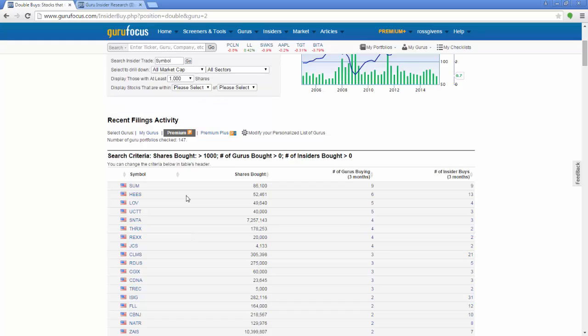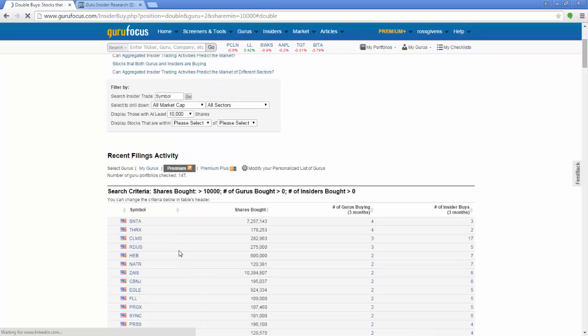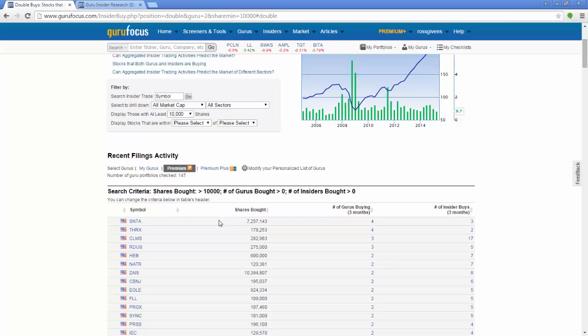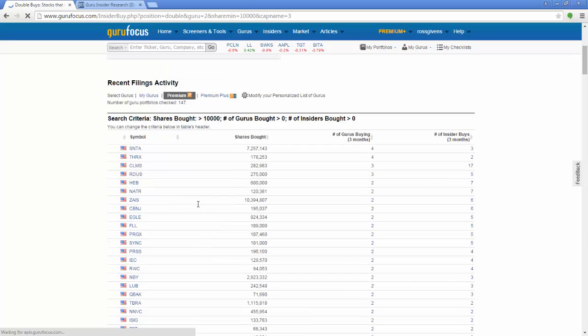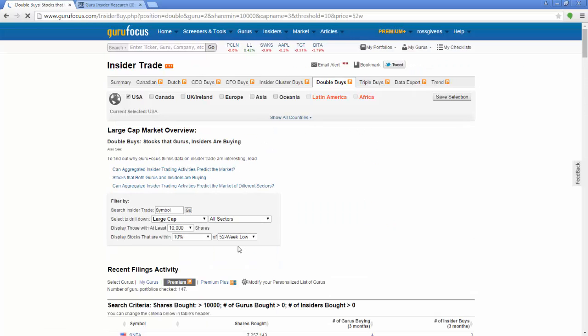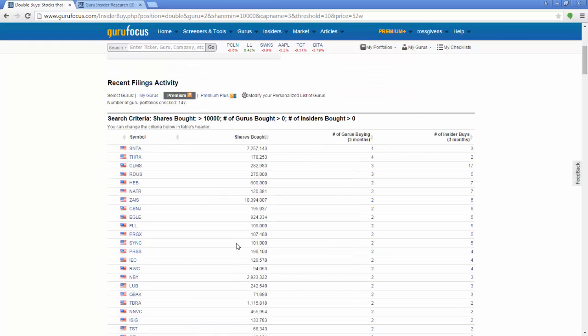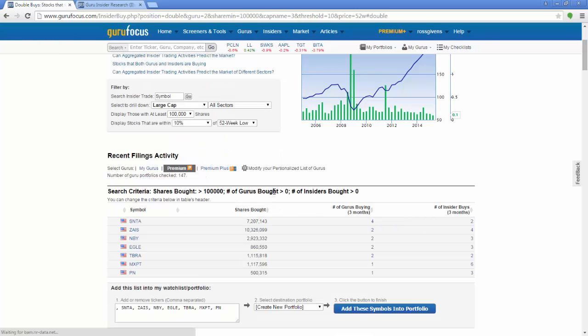Now, once again, you've got a long list of stocks. You don't want to do the research on each and every one of these, maybe, so you can filter this down. Let's say we want 10,000 shares or more, and we've still got a pretty decent list. If we only want to find, let's say, large cap stocks, we can do that, and we've got to trim this list down just a little bit more. Maybe we want some that are within 10% of their year low. We'll see if there's anything left. Still got a pretty long list. Let's make this bigger. There we go. So if we filter down to 100,000 shares, we've got a much shorter list.